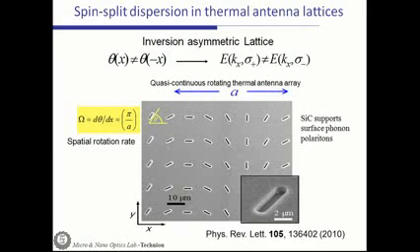In order to study it, we form an inversion asymmetry lattice. We know from a basic physical rule that if we have an inversion asymmetry lattice, the dispersion must be spin-dependent. In order to study it, we realized an inversion asymmetry lattice upon silicon carbide, comprising thermal nano antennas where the orientation varies linearly as a function of x.